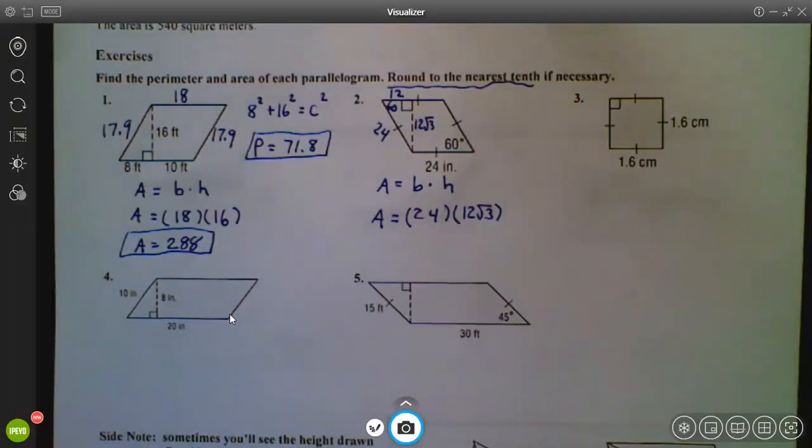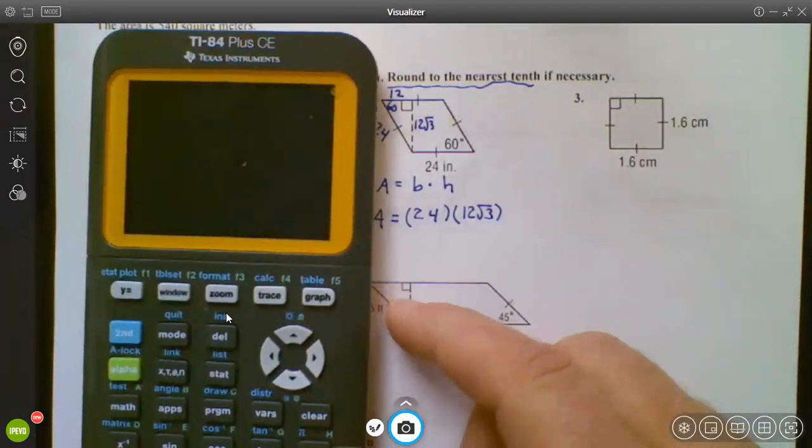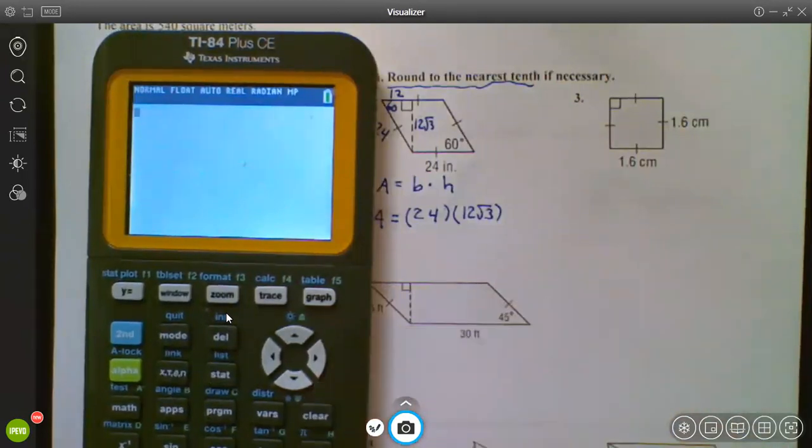And now we can do our base times height. For this one it does say round to the nearest tenth, so we're allowed to go to the calculator. If it asks us to round it, it would come out looking something like this. So about 498.8.